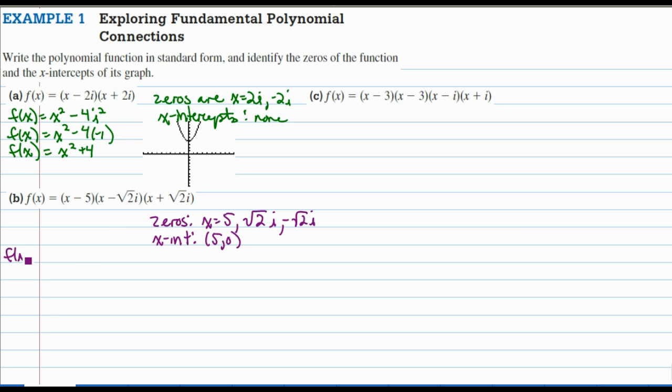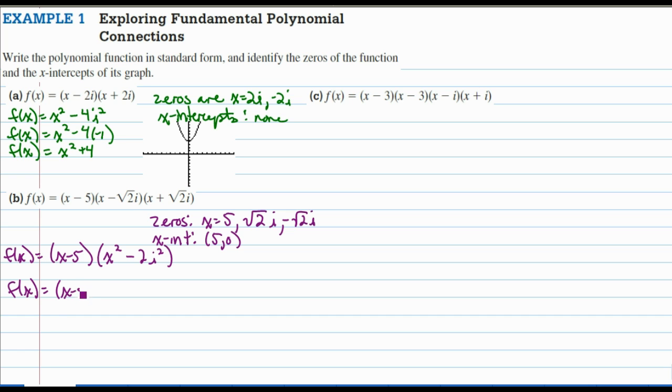So I'm going to leave f of x equals x minus 5 out here in front, and I'm going to FOIL together the other two terms. So x squared, then I'll have minus square root 2i x plus square root 2i x, which would cancel. And then I have minus, okay, because this is a minus times a positive, square root 2 times square root 2 is 2. I times I is i squared.